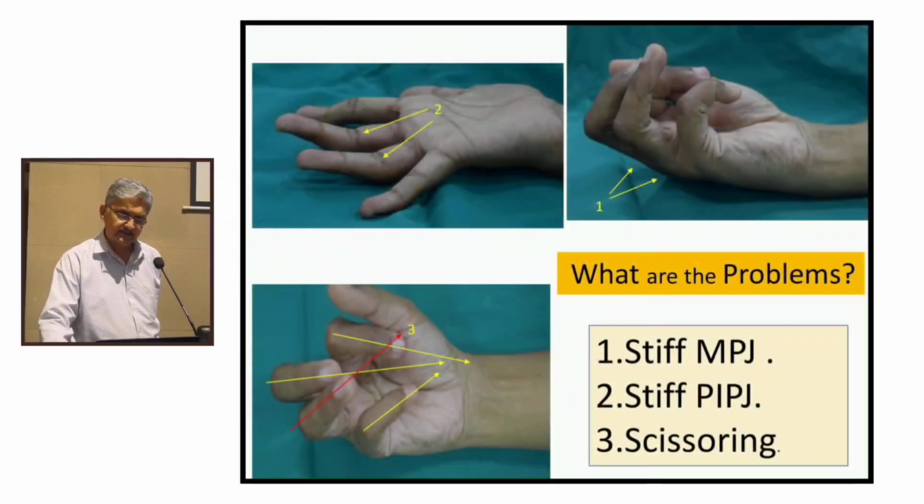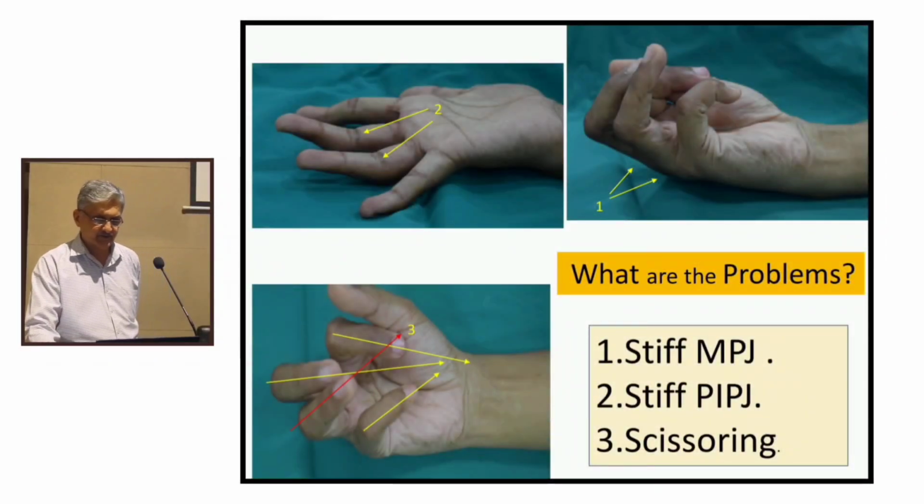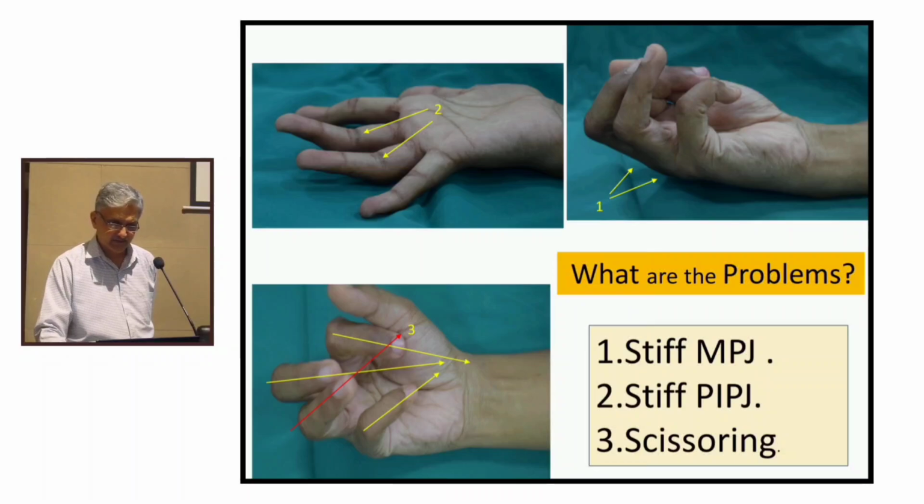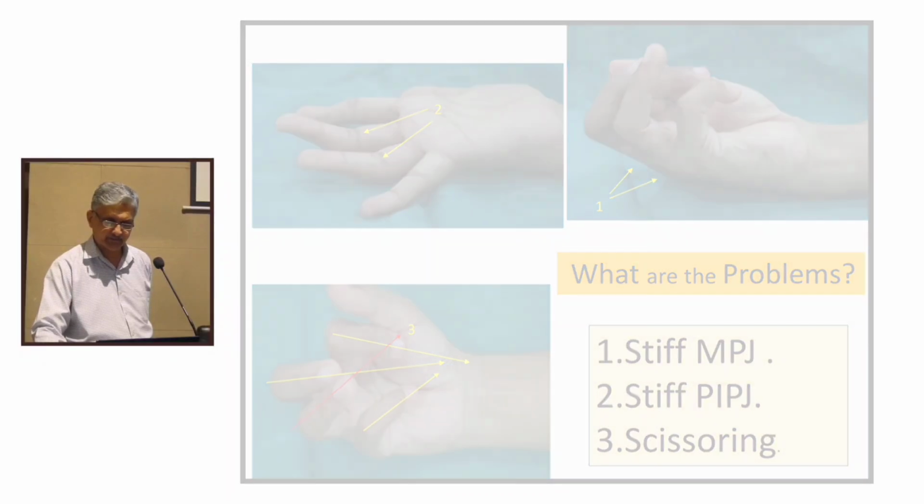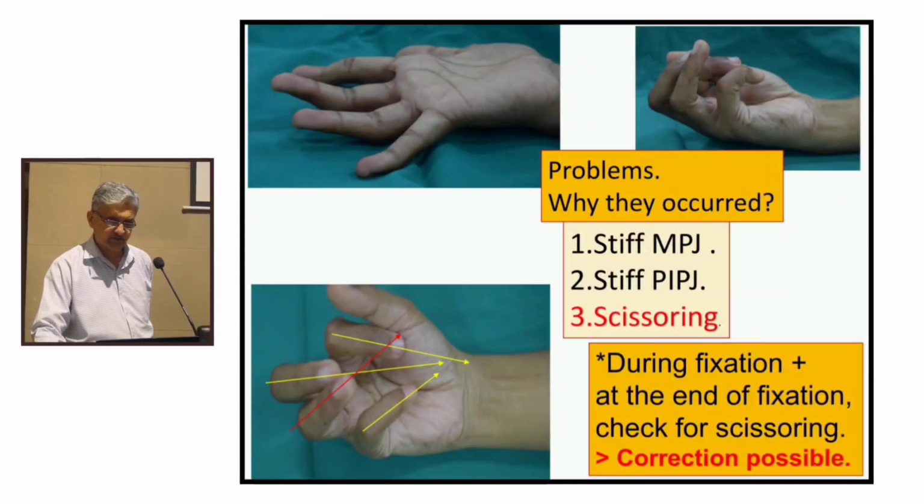Now, if you notice, the MP joint is fixed, the PIP joints are fixed. Then there is a ring finger which is pointing to this thing, but the index finger and the other fingers are not pointing to the scaphoid. And this was all avoidable.